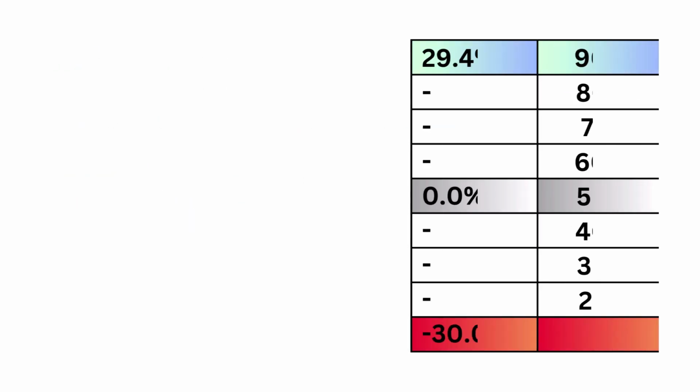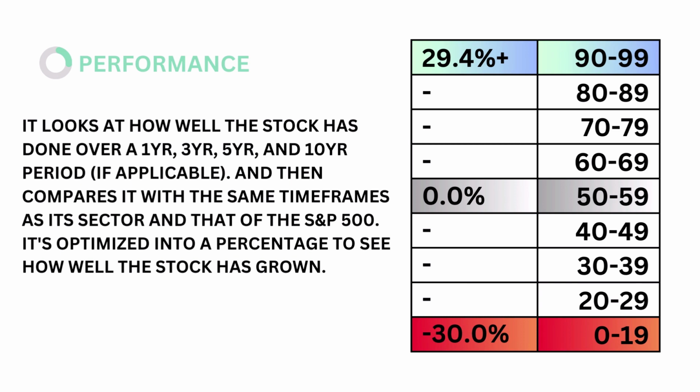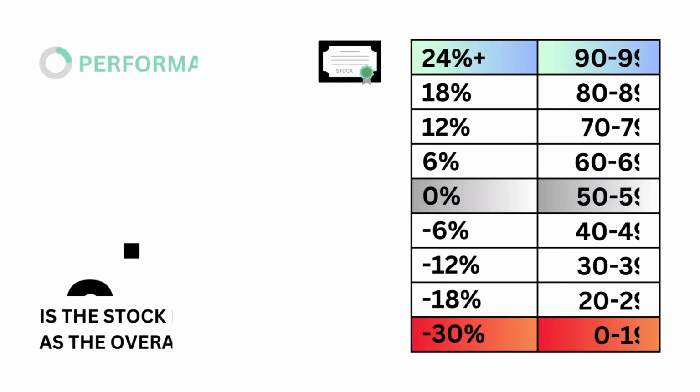First, stock performance. Stock performance looks at how well the company's stock has done over a 1, 3, 5, and 10-year period, and then compares it with the same timeframes as its sector and that of the S&P 500. It's optimized into a single percentage to see how well the company's stock has grown. The models tell us that a performance rate of 0% is considered average. Here's our performance grade.